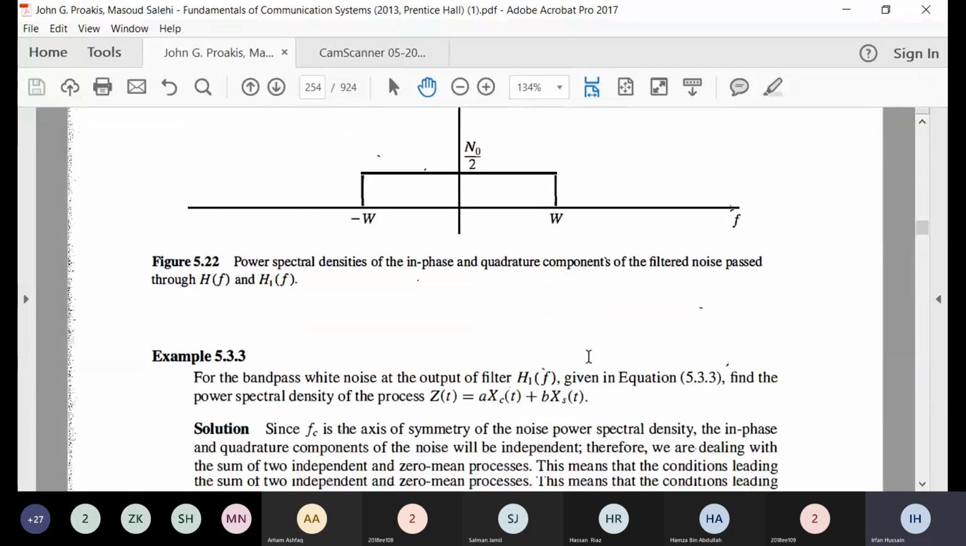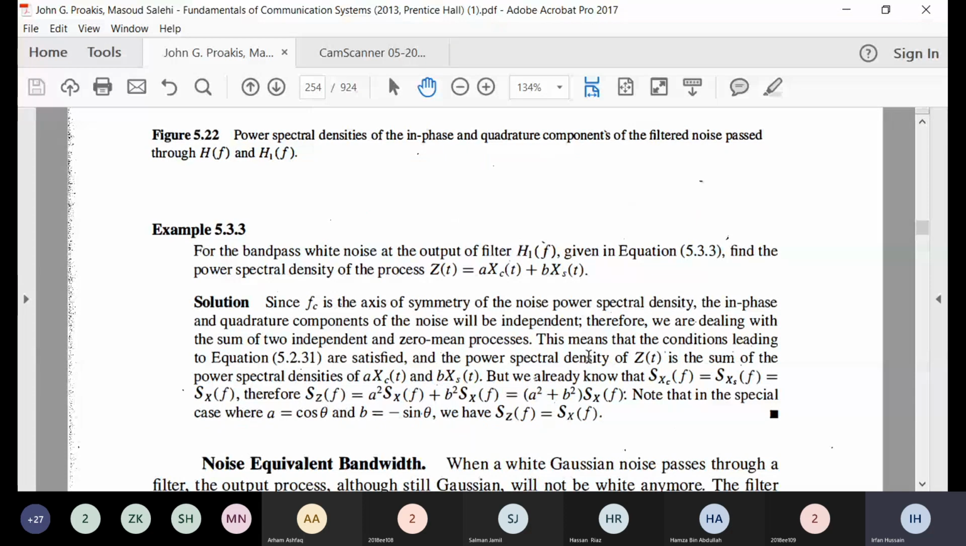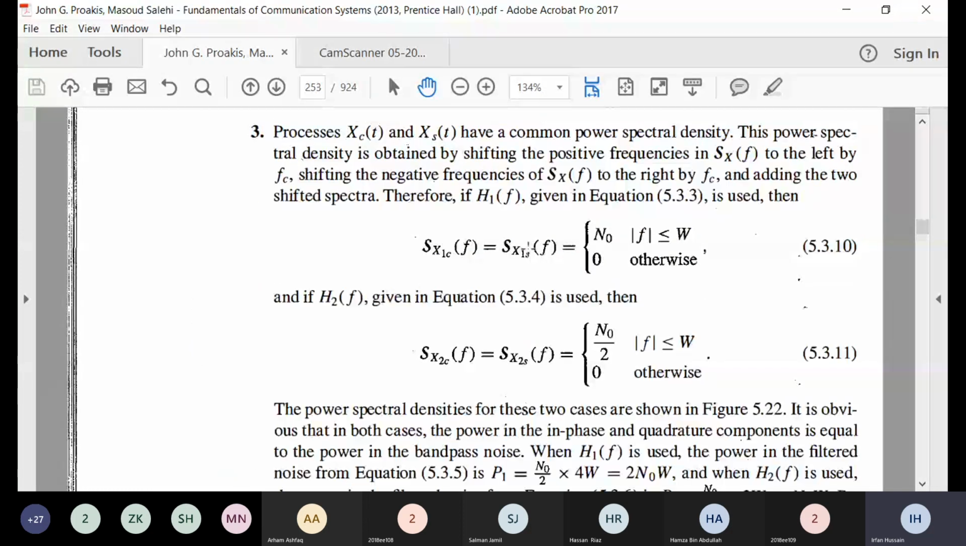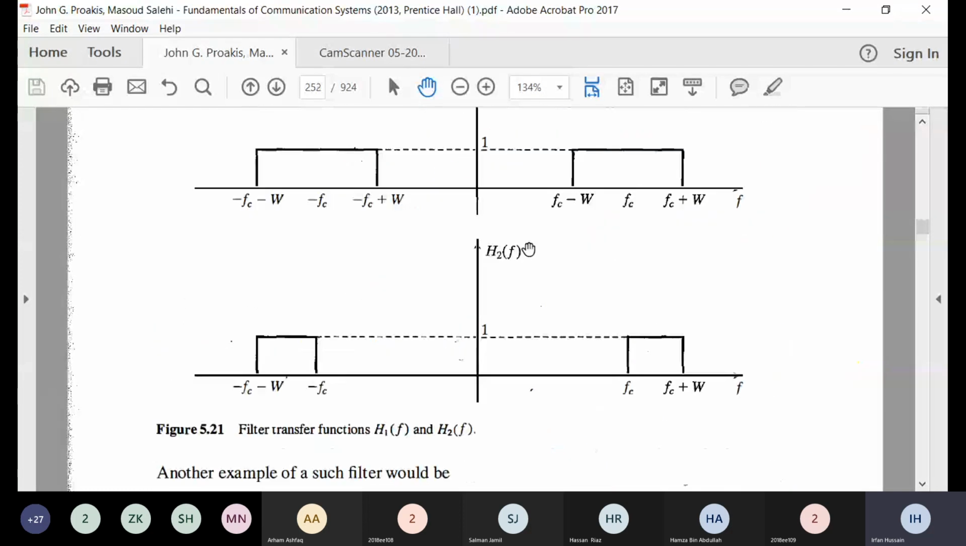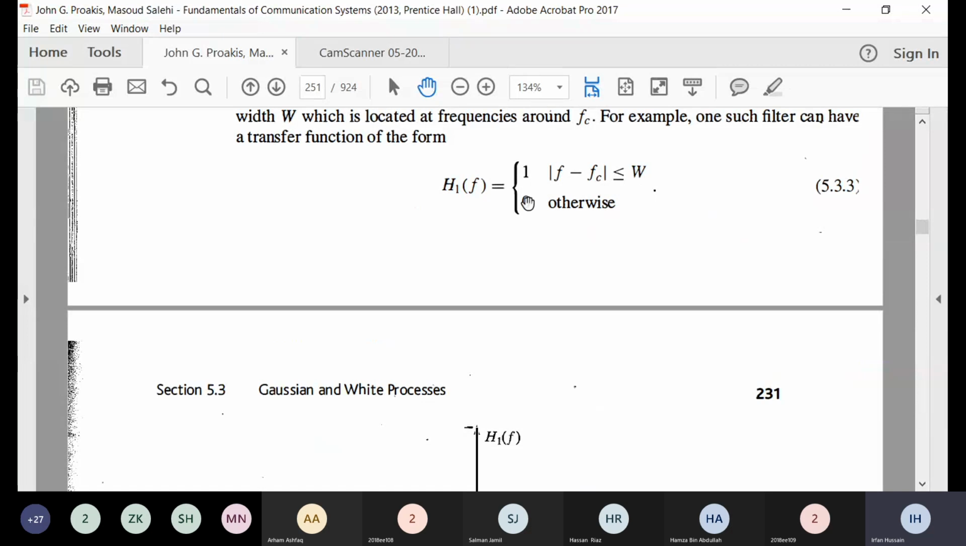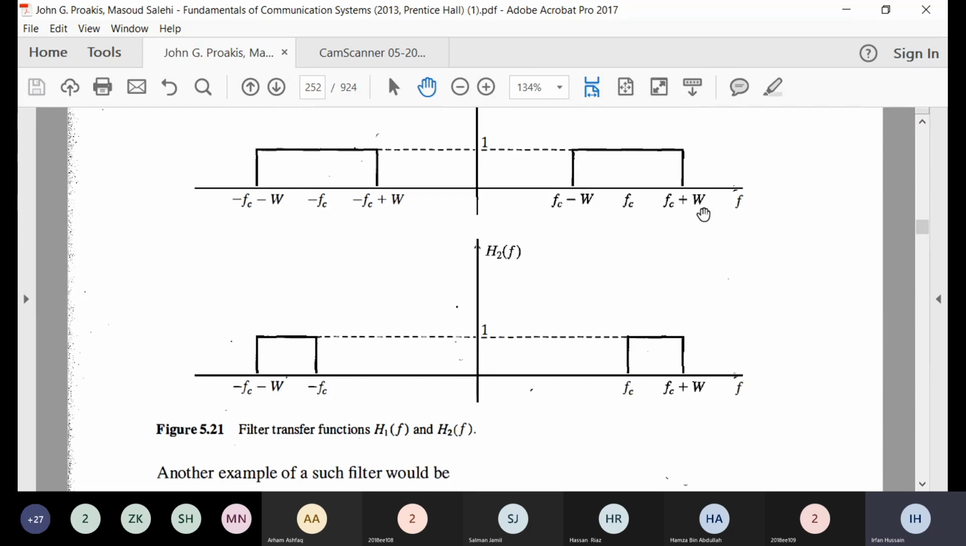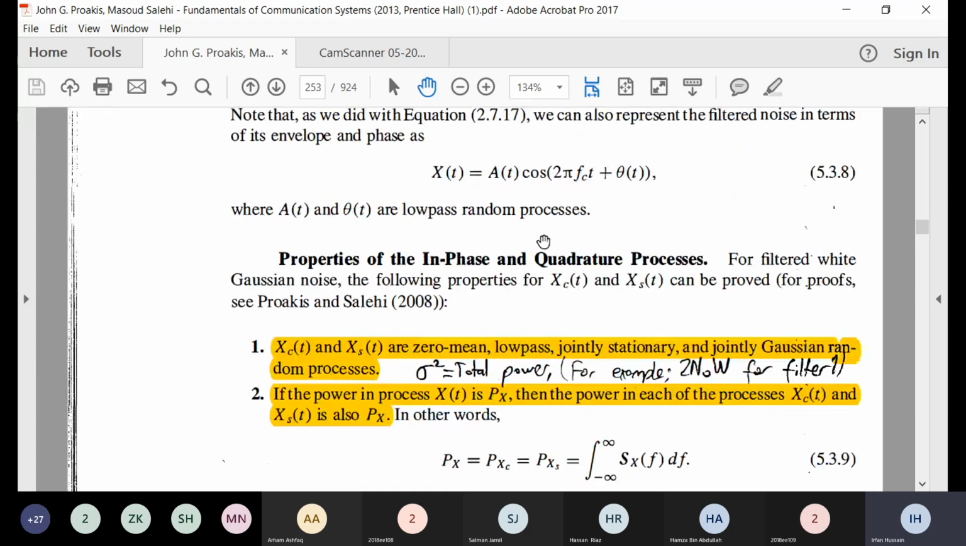Yes, this was the example, and we have done that. So it said that if band pass white noise is the output of the filter H1 of F, given in this thing. This was H1 of F. It was the ideal filter around FC with bandwidth of W, negative and positive.